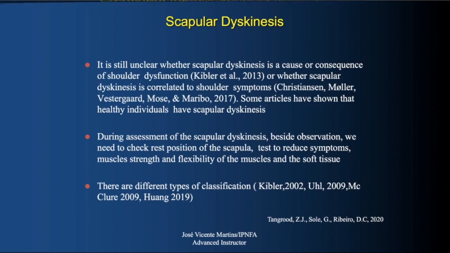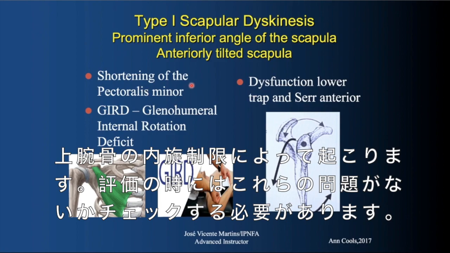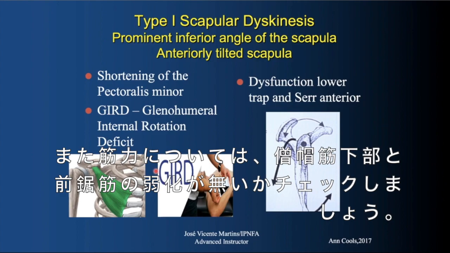We have three different types. The first one is when we see the prominent inferior angle of the scapula, and the cause could be shortening of the pectoralis minor and also GIRD, glenohumeral internal rotation deficit. During our assessment, we have to check if the patient presents this kind of problem. And concerning muscle strength, we have to check the weakness of the lower trap and also serratus anterior.